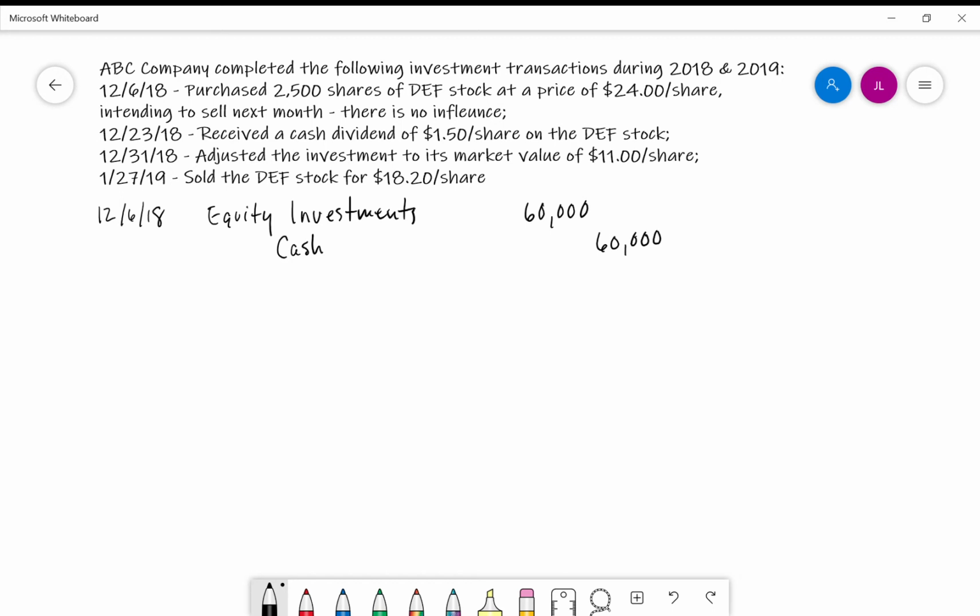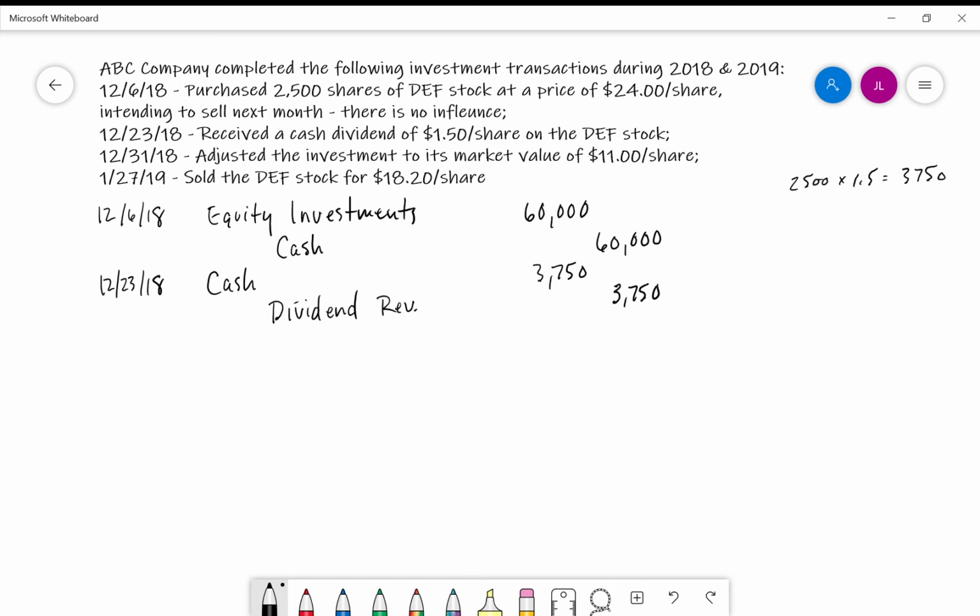The next thing we see is on 12/23, we receive a cash dividend. So 12/23 of 18, we received cash, and the amount would be $1.50 per share. So if we have 2,500 shares times 1.5, that's $3,750. So we received cash of $3,750, and this is dividend revenue. Dividend revenue of $3,750.